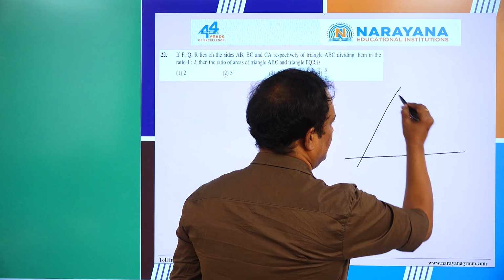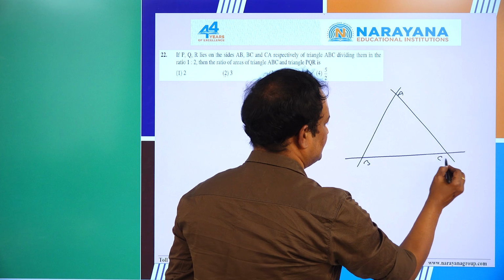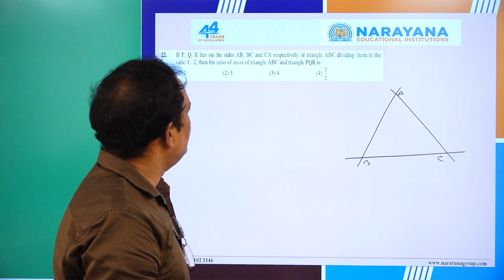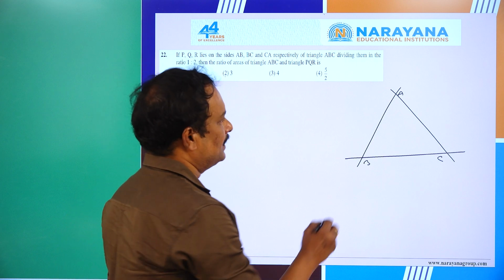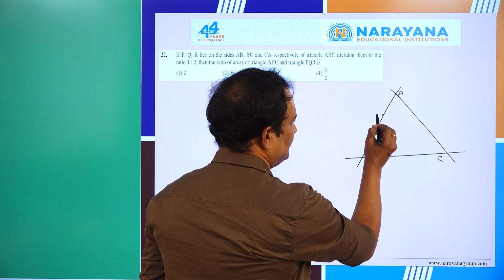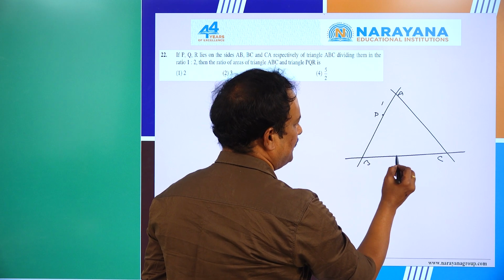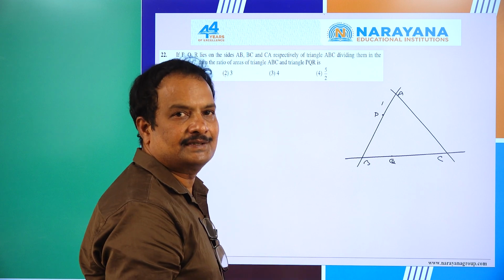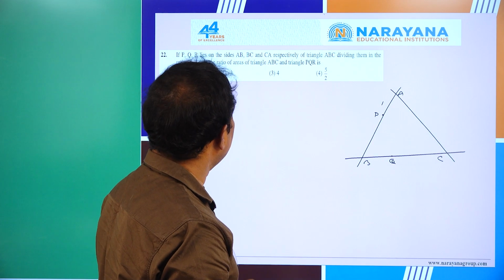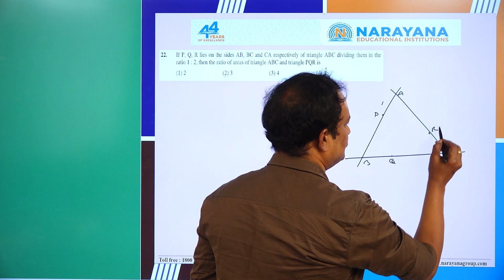In the triangle ABC, they have given that there are 3 points on the sides AB, BC and CA. On AB, there is a point dividing it in the ratio 1:2. Suppose this is the point P, dividing in the ratio 1:2. Similarly, there is a point somewhere here on BC, which I am taking as Q, dividing in the ratio 1:2 only. And even CA is being divided in the ratio 1:2.